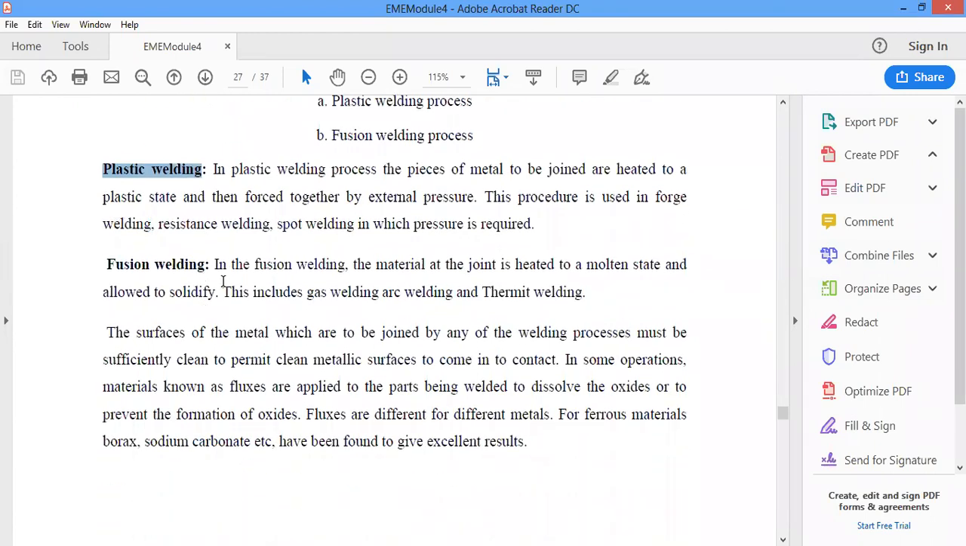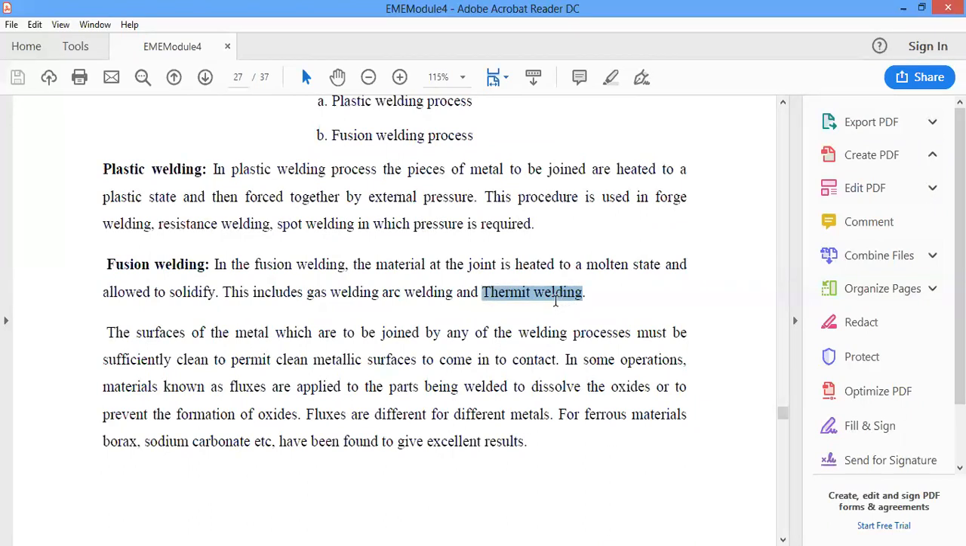Fusion welding is about materials that are joined in the presence of heat to a molten state and allowed to solidify. There is no application of pressure at all in this case. Some examples are electric arc welding, gas arc welding, thermal welding, and so on.